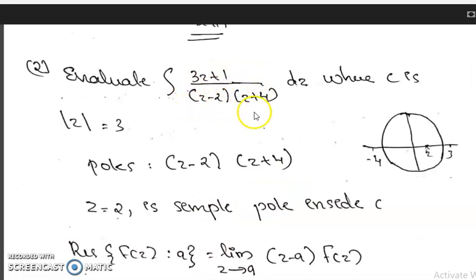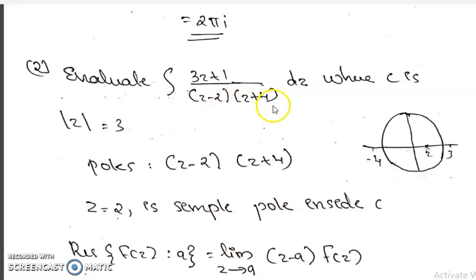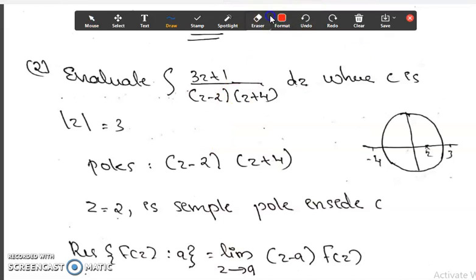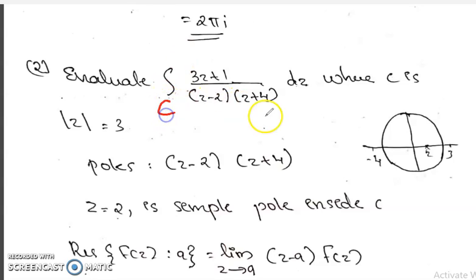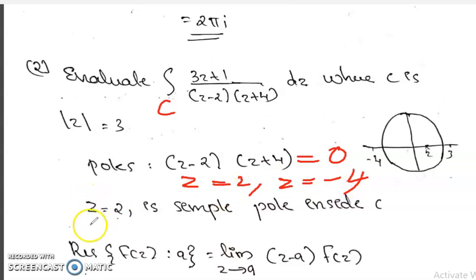Next question, you can try this similar to the previous question. Integral over C of 3z plus 1 by z minus 2 into z plus 4 dz, where C is mod z equal to 3. Find out the poles by equating the denominator to 0. So z is equal to 2, z is equal to minus 4. Both 2 and minus 4 are simple poles, not repeated.